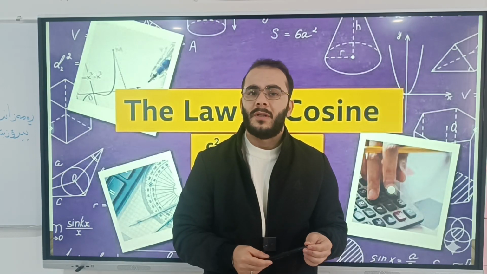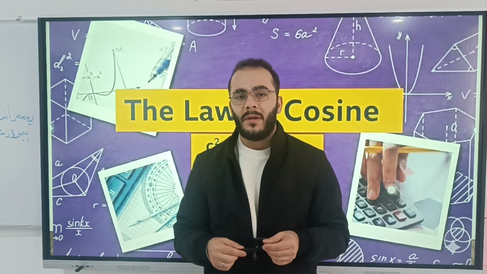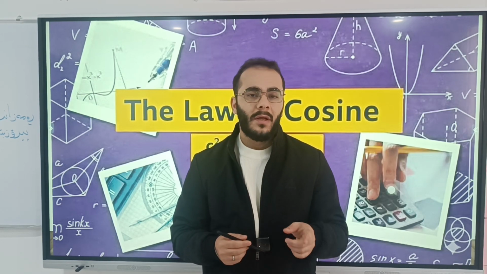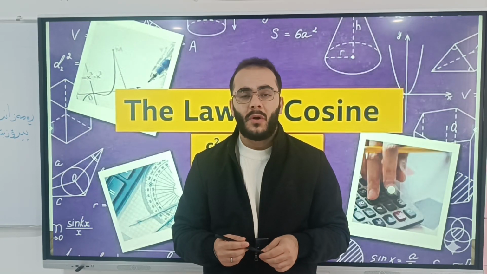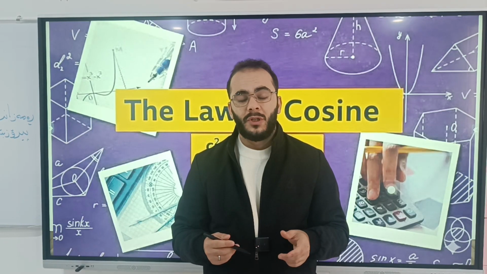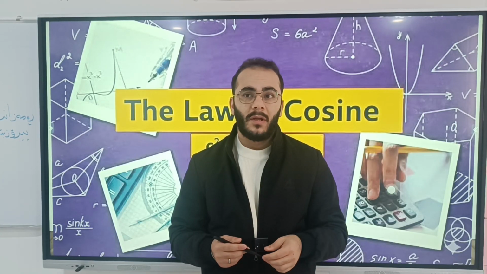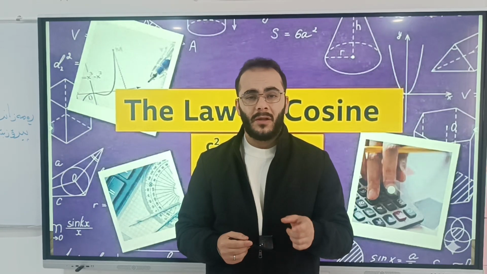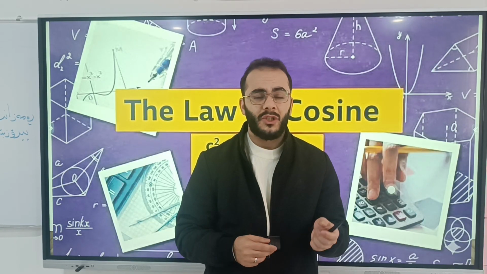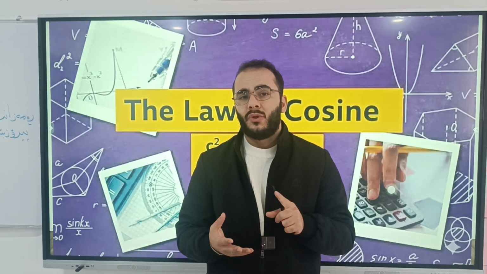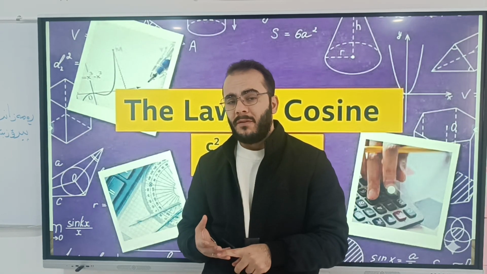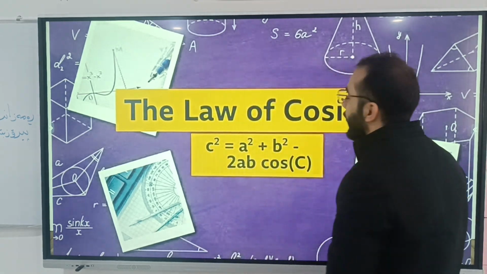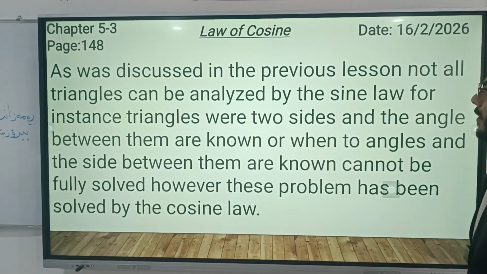There is another type of question that we need to take care of. When all three sides of a triangle are given, and the question asks about one of the angles of this triangle, in that case we again use the law of cosine. So basically the law of cosine is useful for two types of questions: when two sides and the angle between them are given, and when all three sides are given. Perfect. So this is exactly what we discussed.